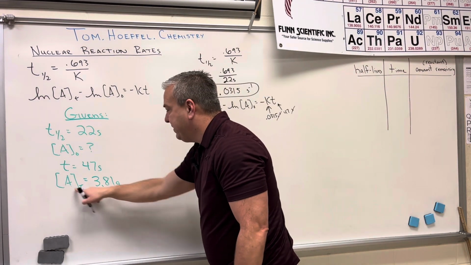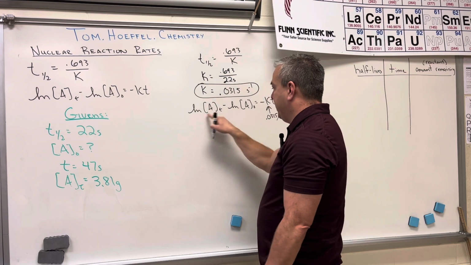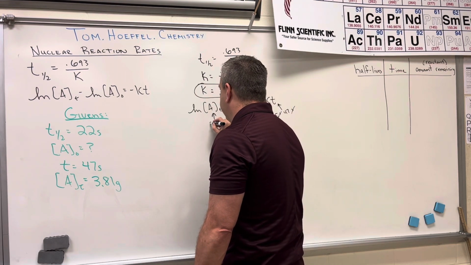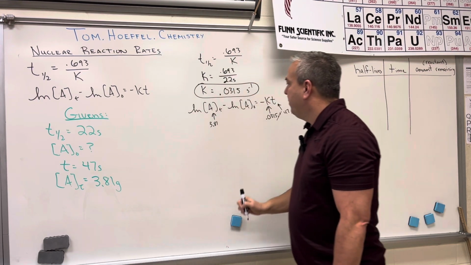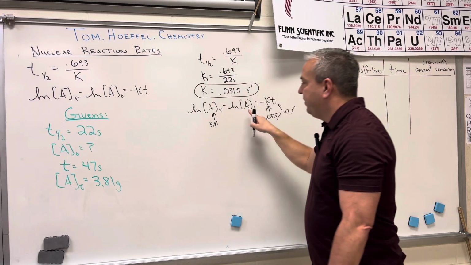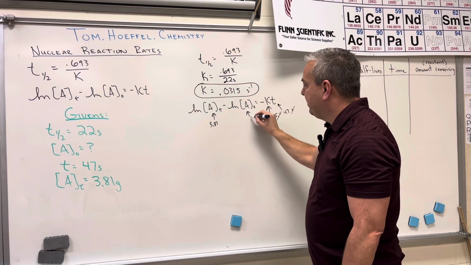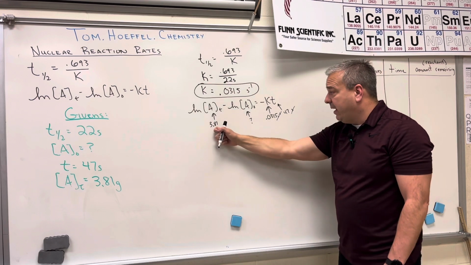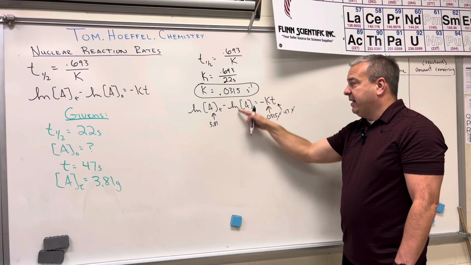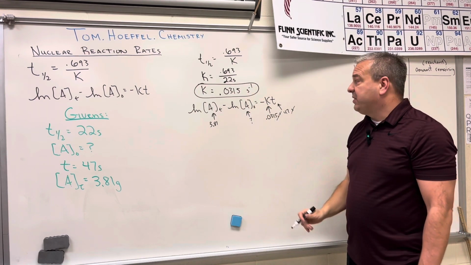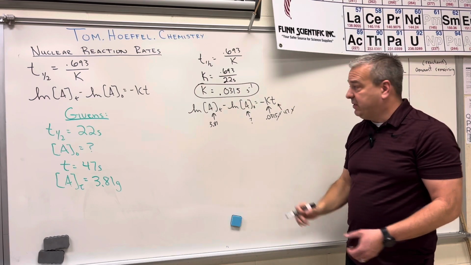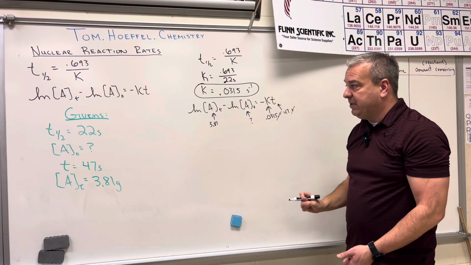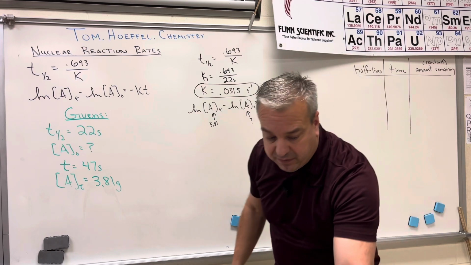And we're given the amount at time t as 3.81, and we're trying to solve for the initial amount. So this is what we're trying to figure out. I have everything that I need except the unknown, which is the amount at time equals 0, or what we call the initial amount. Let's go ahead and start solving this problem.